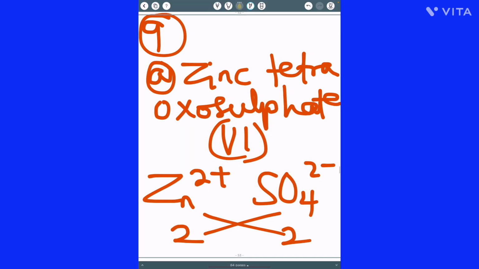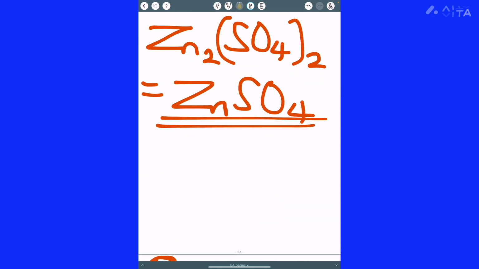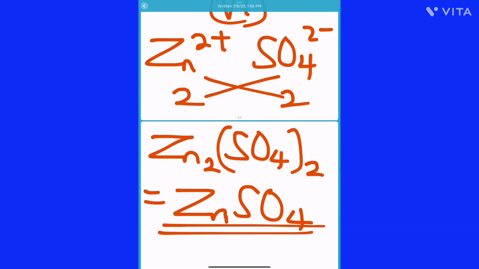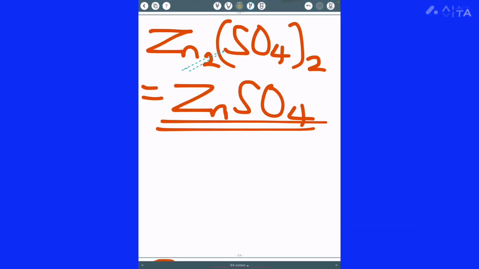Question 9 says I should write the molecular formula of zinc tetraoxosulfate(VI). The zinc ion is the positive ion in the compound, Zn2+. Its valency is 2. The tetraoxosulfate(VI) ion has a net charge of 2-, so its valency is 2. I'll swap valencies to get Zn2(SO4)2. In this compound, the double 2's are removed, so you get ZnSO4.